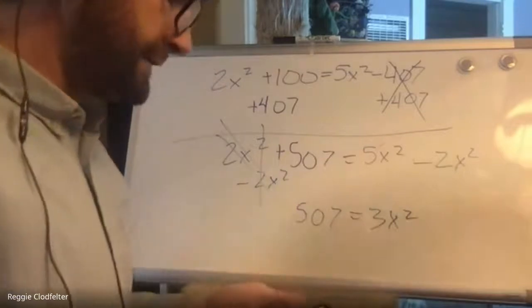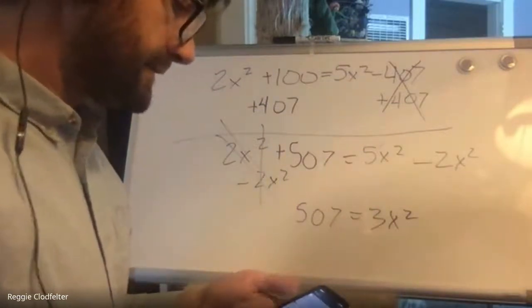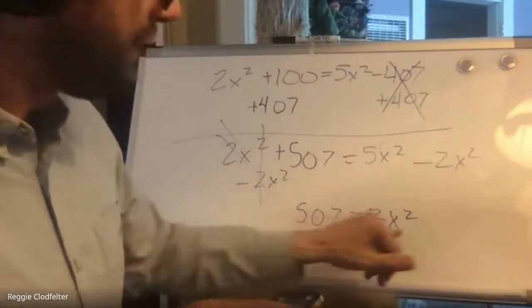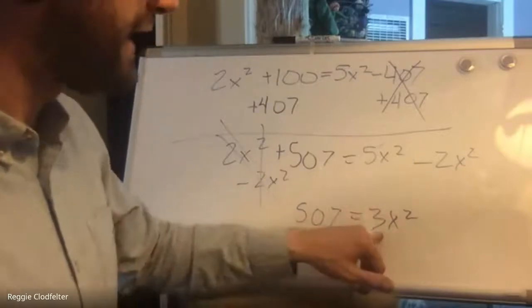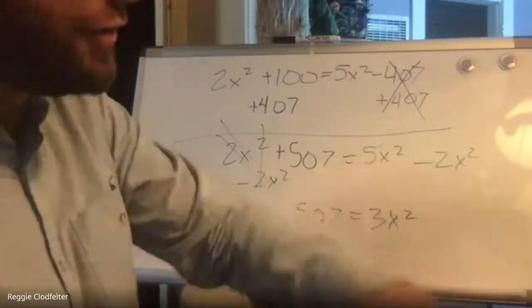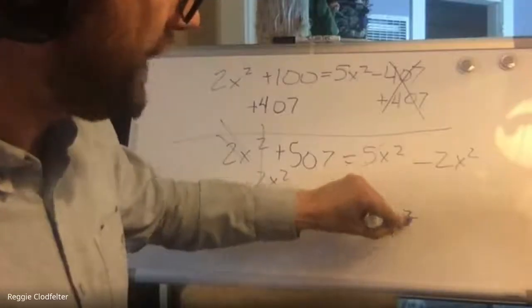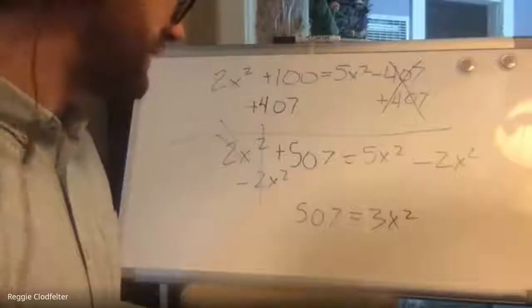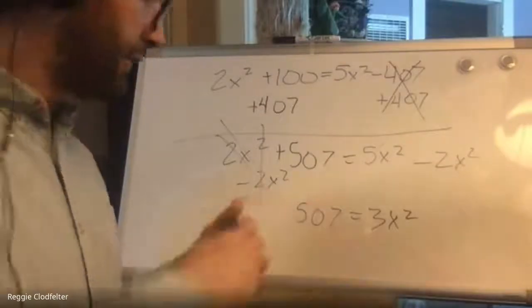The first thing I would do is divide by 3 to get rid of the 3 in front of the x squared. You can't just square root this to get rid of the square, because you'd have to square root the 3 also. So I'm going to divide by 3 first.